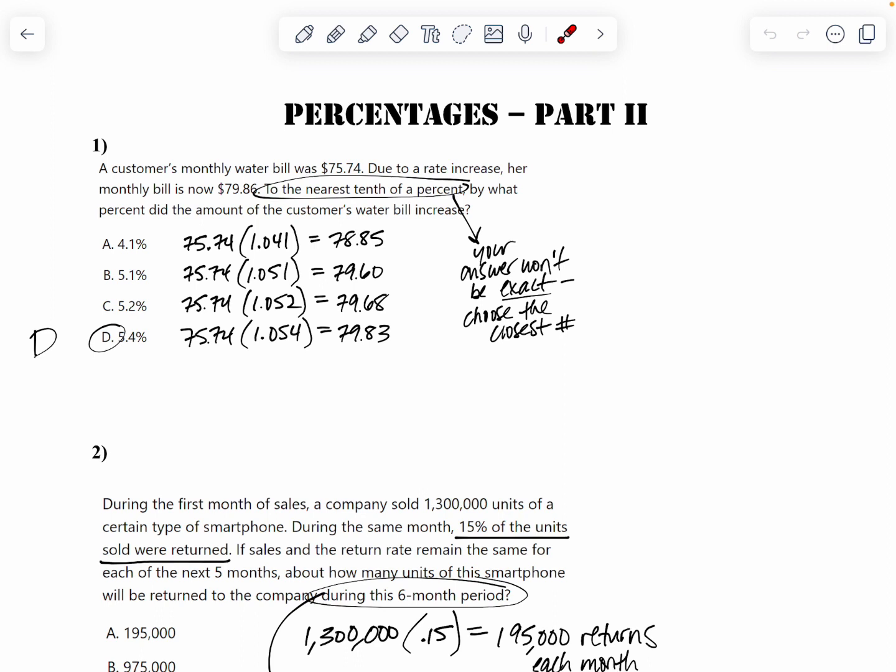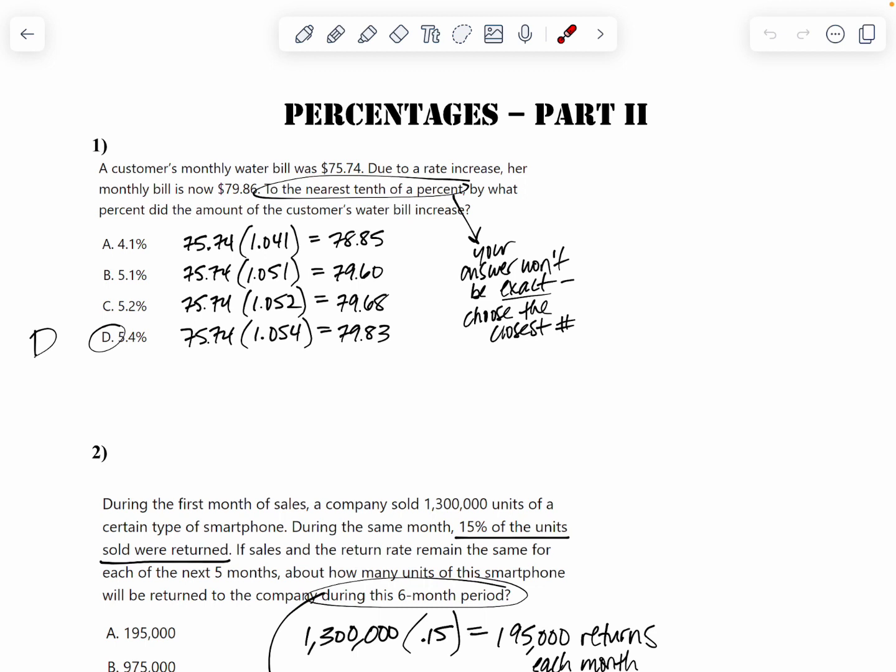Question number 1, we've got a monthly water bill, and the rate increased because everything in life always has to increase. And we now have a new bill, and it asks what percent did the water bill increase. So remember, for increases for percentages, we're doing 100% plus an additional percent. So 100% just means that you'd pay the same amount. If you have to pay 100% of the 75.74, that's the same thing as multiplying by 1. But if there's an increase, you have to add a percentage to that 100%, okay?